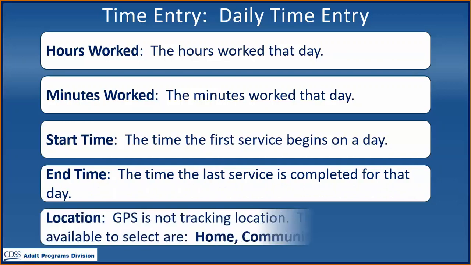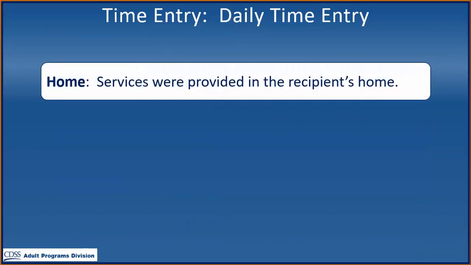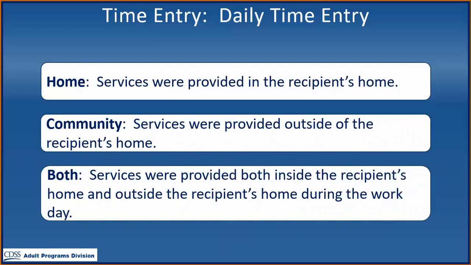And the location. GPS is not tracking your location. You will need to select a location where the services were provided. The options available to you to select are home, community, or both. Select home if the services were provided in your recipient's home. Select community if the services were provided outside of your recipient's home. Or select both if the services were provided both inside your recipient's home and outside your recipient's home during the workday.